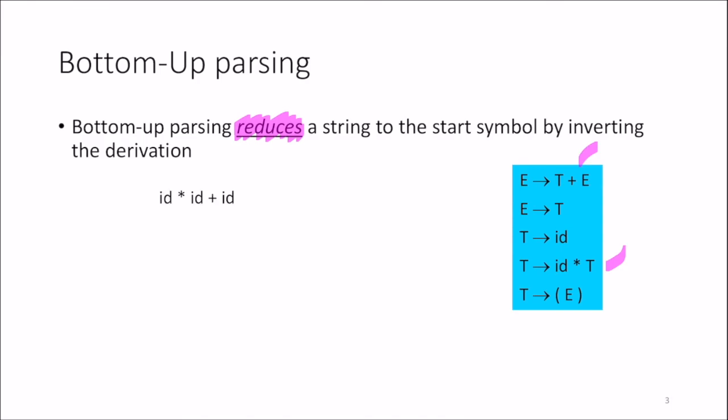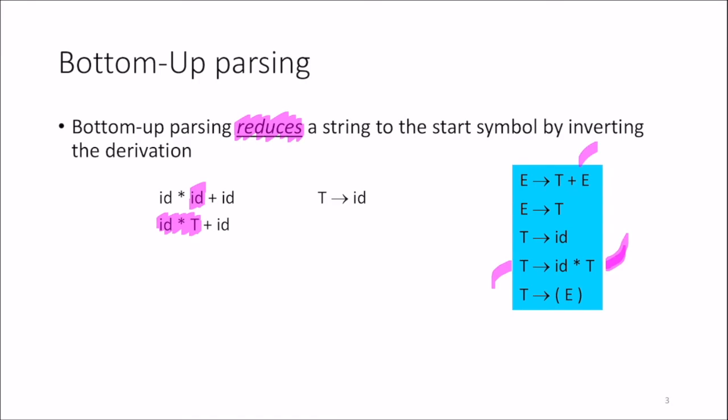So let's take this input string, id times id plus id, and then try to work our way towards the start symbol. So the first step we'll do is replace this particular id by T. And the question is, why did we skip over the first one and replace the second id with T? The reason is I want to get to id times T so that I can match this rule that I pointed out earlier, right? So this one, the T goes to id times T. I need to match that right-hand side of that rule. And I can only do that if I replace the second id with a T.